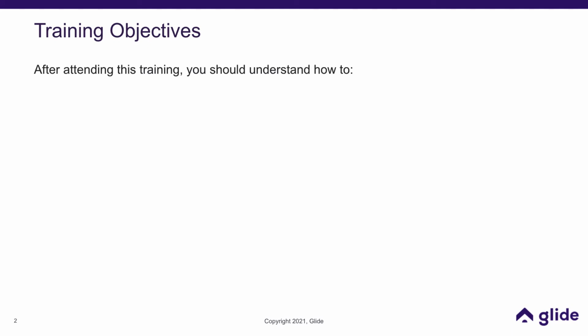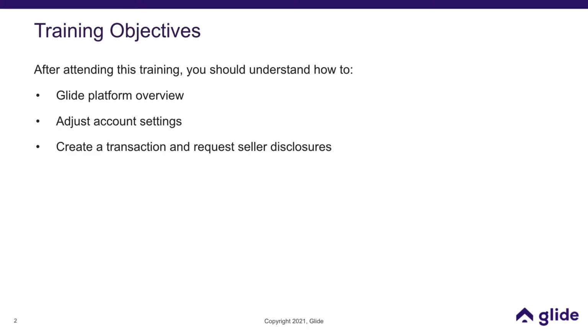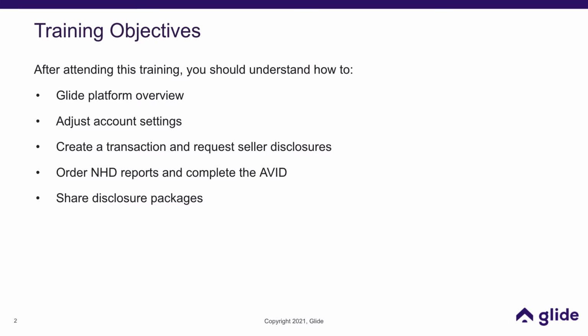During today's training, we're going to first take a look at an overview of Glide's platform. Then we're going to take a look at how you can adjust your account settings. Next, we'll run through the process of creating a new transaction and also requesting seller disclosures, as well as how to order NHD reports and also complete the AVID. Lastly, we'll finish the training today by reviewing how to share those disclosure packages.